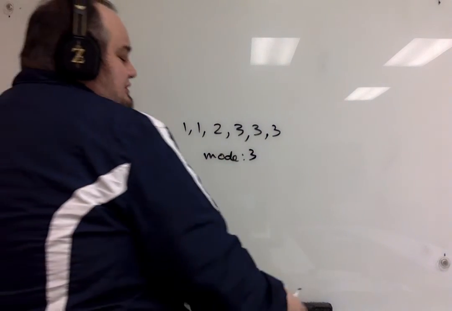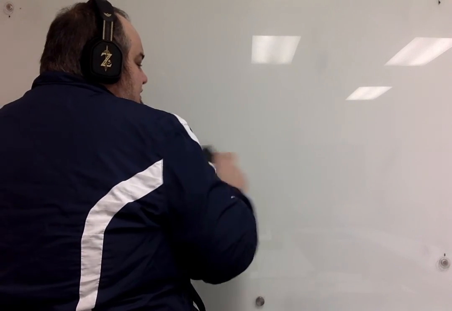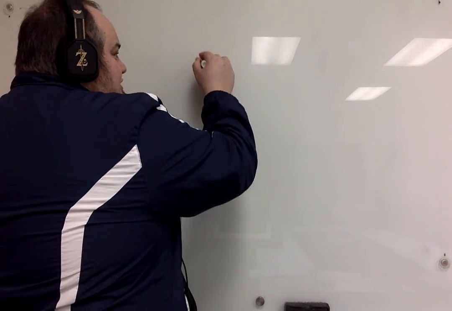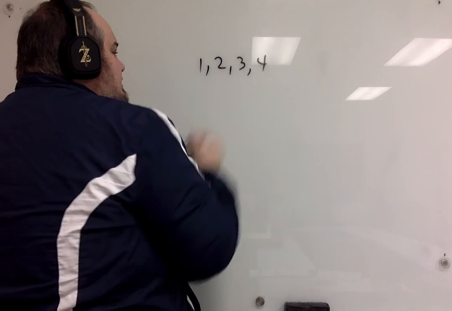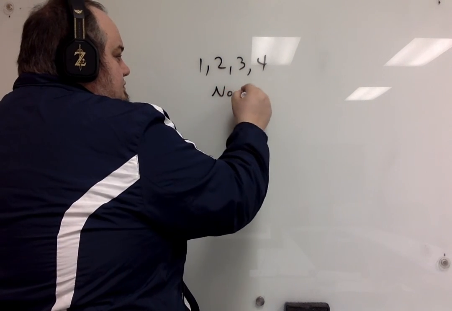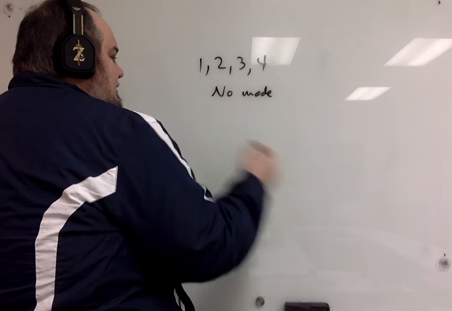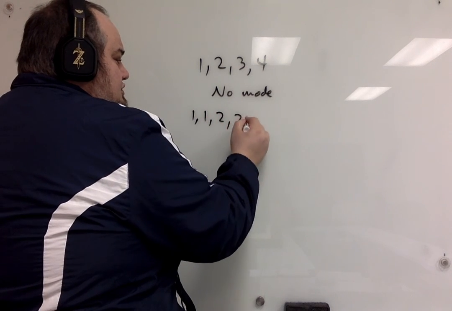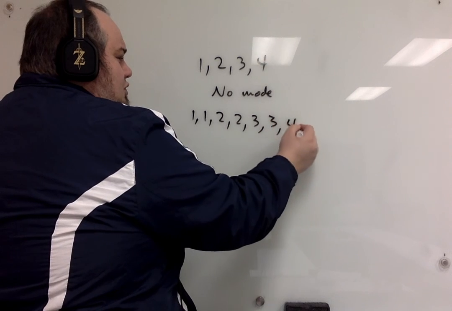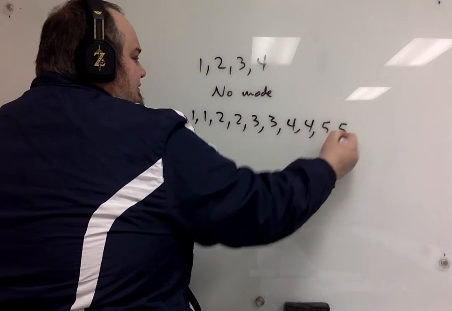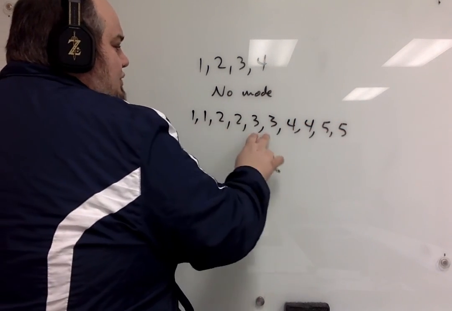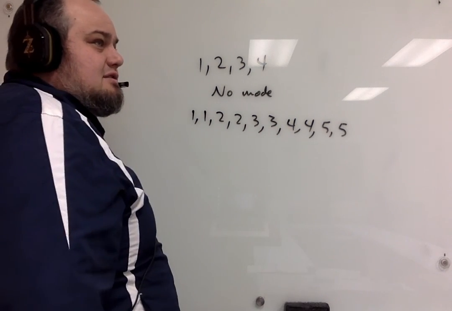If everything occurs the same number of times, then there's also no mode. So if you just had 1, 2, 3, and 4, no mode. Because nothing occurs more than anything else. If you had 1, 1, 2, 2, 3, 3, 4, 4, 5, 5, everything occurs twice. So that means there's no mode.